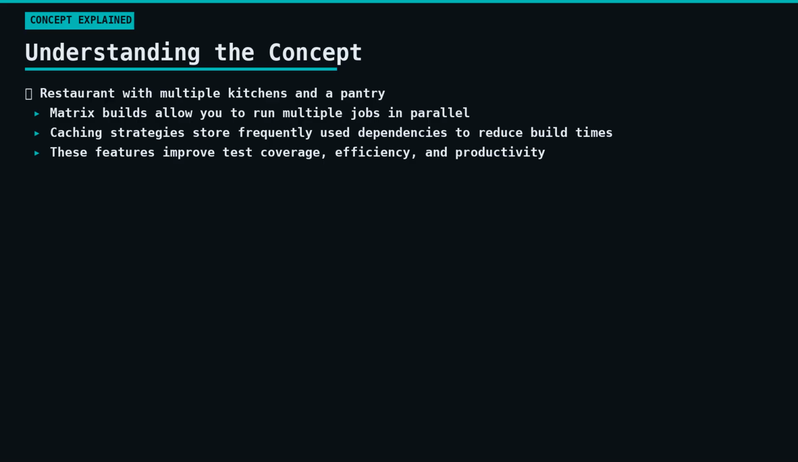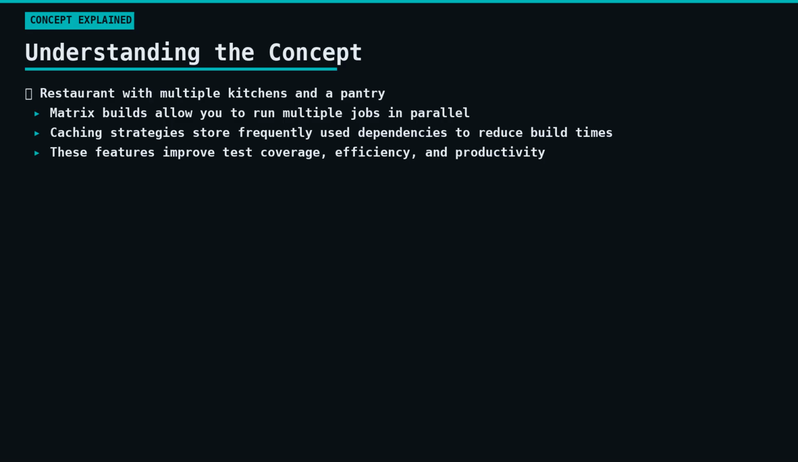This approach enables you to test your code against various environments, versions, and configurations efficiently. Caching strategies, on the other hand, are like having a pantry where you store frequently used ingredients. By storing frequently used dependencies, you can reduce the time it takes to prepare each dish, or in this case, build your software. This results in faster build times and improved productivity.